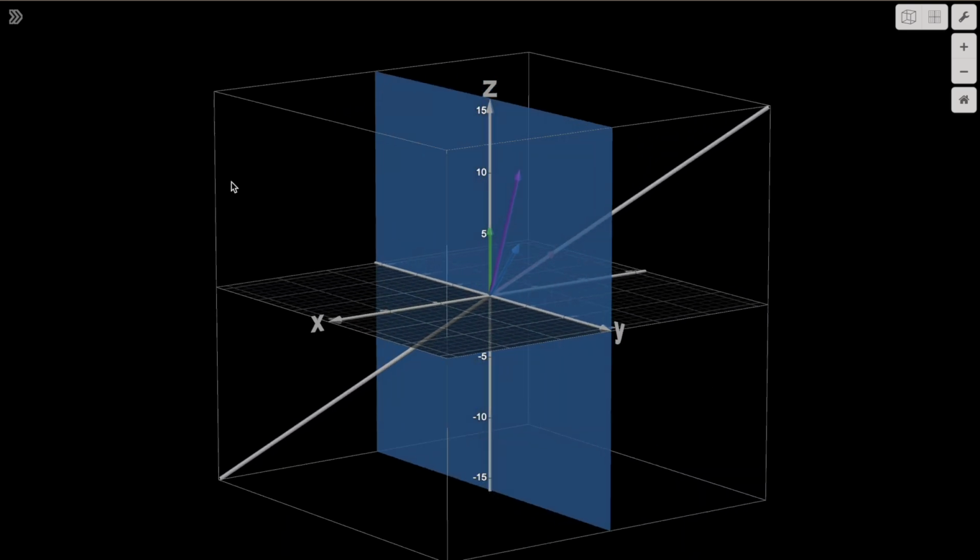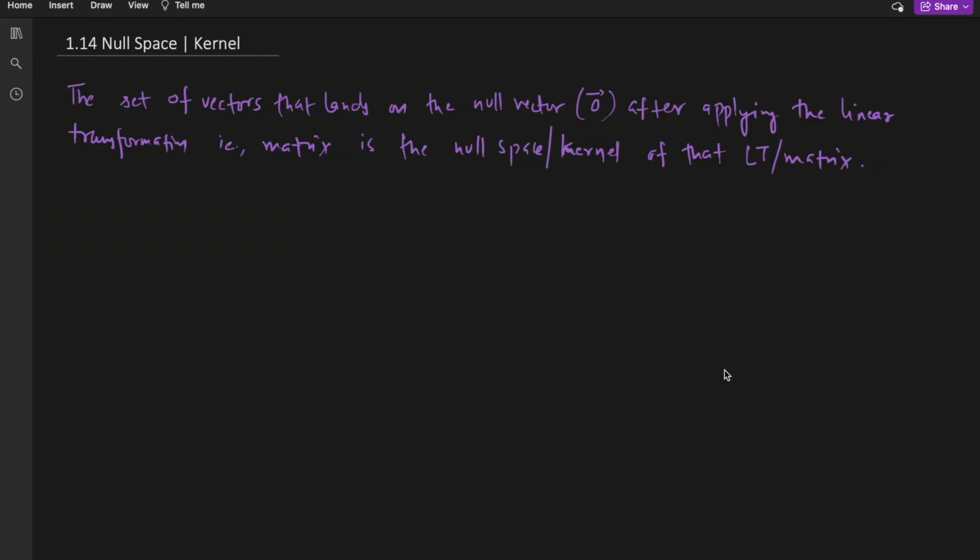So let's get started. First of all, null space is also called the kernel. All right, the kernel of the matrix is the same as the null space. So the definition is: the set of vectors that land on the null vector, that is the zero vector, after applying the linear transformation, that is also a matrix, is the null space of that linear transform or matrix.